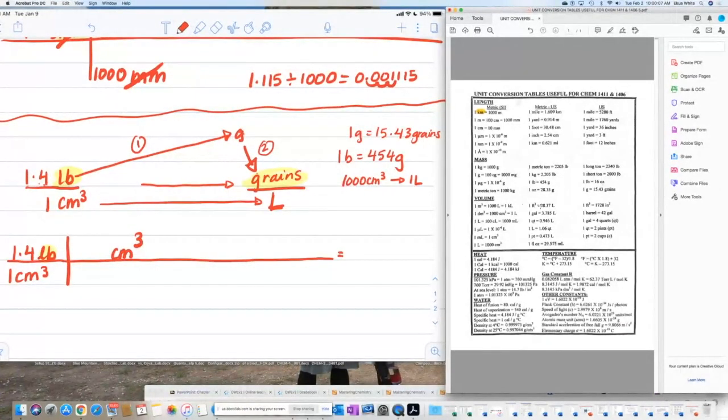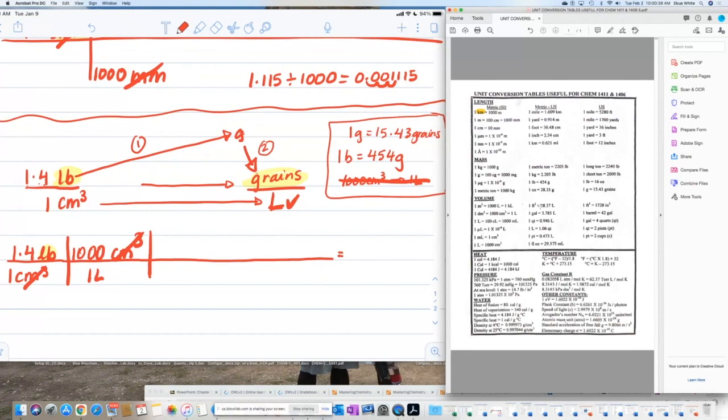Now I have to go find a number or conversion that has centimeter cube in it. From the 3 I wrote here, only one has centimeter cube. That's the 1,000. Right? So I'm using this. 1,000 goes with 1 liter. That's done. Centimeter cube cancel, centimeter cube cancel. I'm left with liter on the bottom. This bottom part here, I'm done with that conversion.